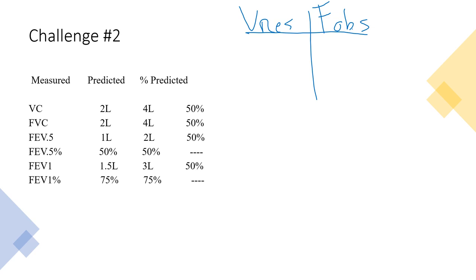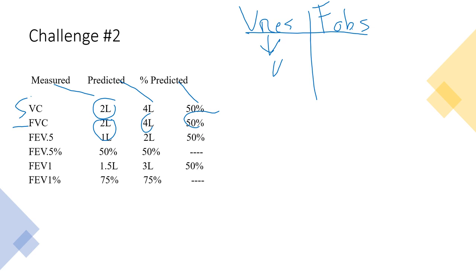That's pretty cool. All right, so they measured at 2 liters. What was predicted for this patient was 4 liters, so that's 50% of predicted. So right now, the slow vital capacity is decreased, and I'm thinking restrictive pathology. Forced vital capacity is at 50% of predicted. Same thing, predicted at 4 liters, and they only got 2 liters. So that's also giving me a restrictive issue.